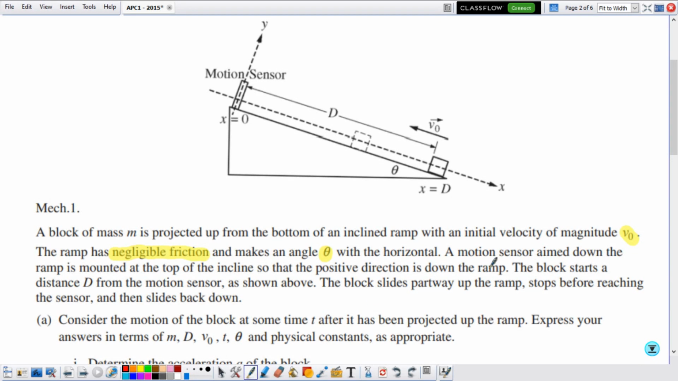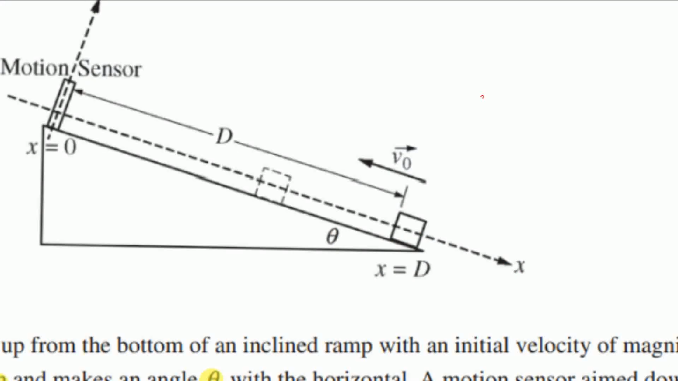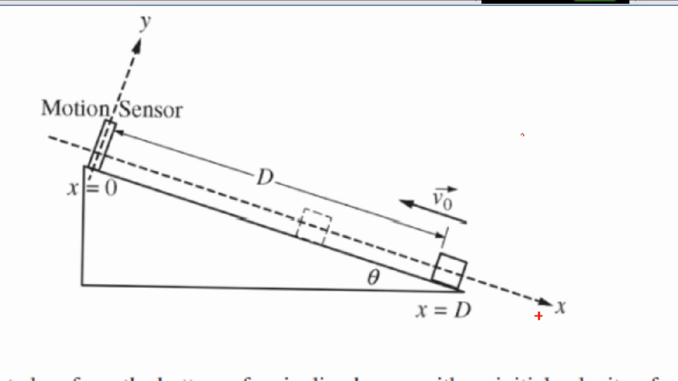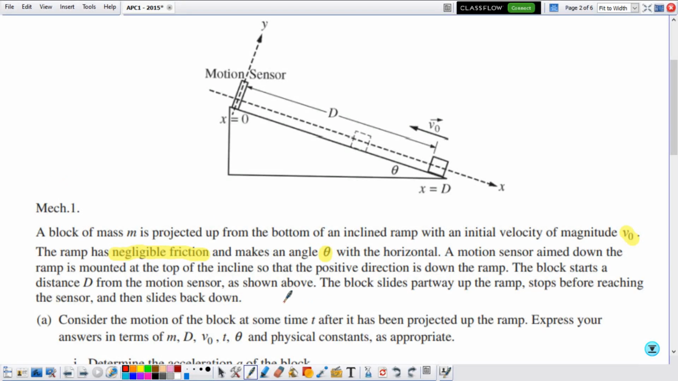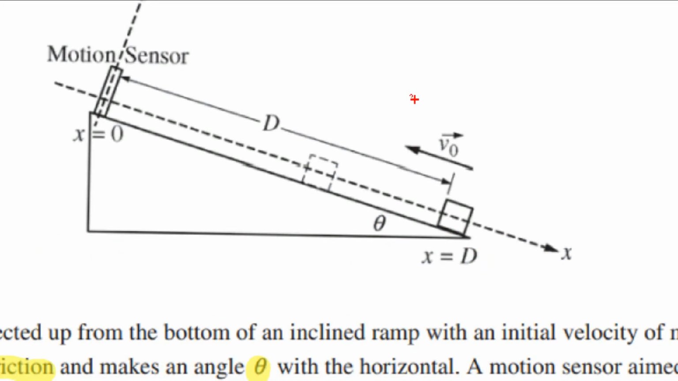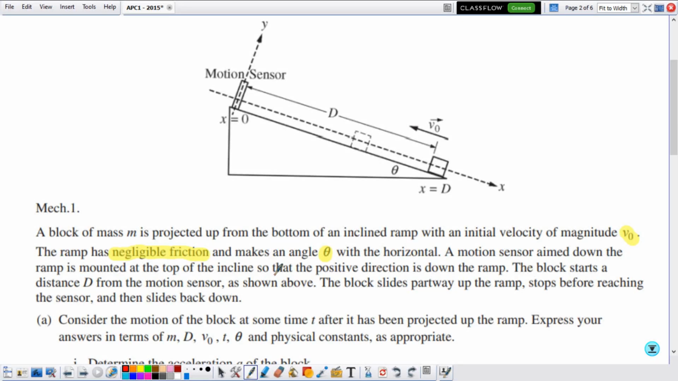A motion sensor aimed down the ramp is mounted at the top of the incline so that the positive direction is down the ramp. Pay attention that the positive direction is down the ramp. This is the origin. The block starts a distance d from the motion sensor. Then initially the block starts from this point at a position d from the origin.